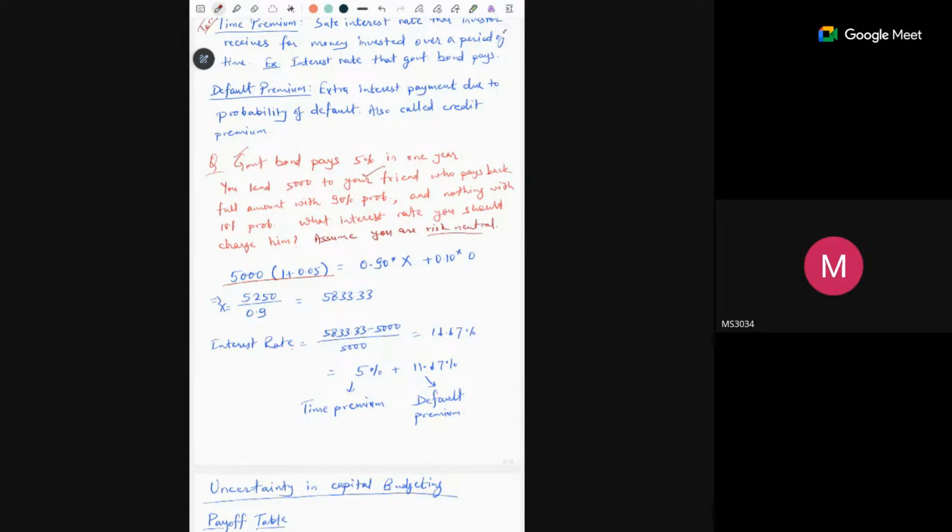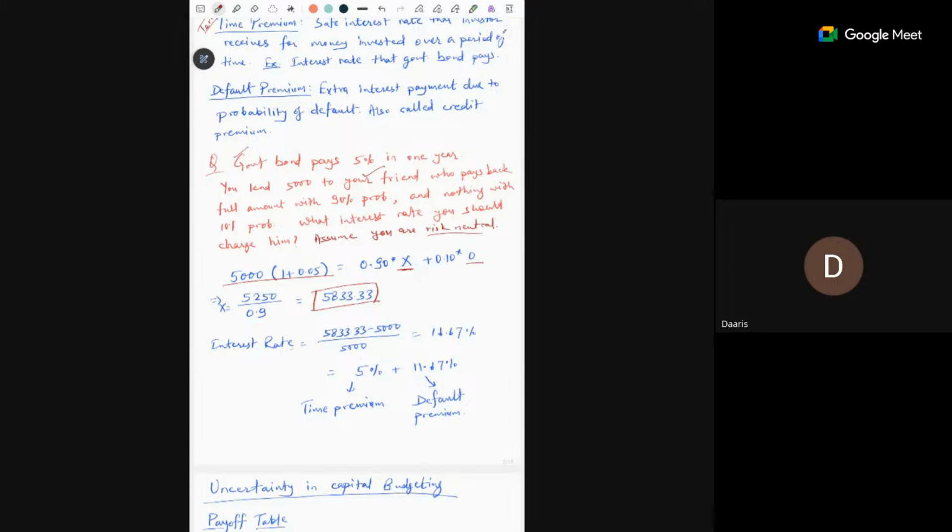If you are lending to your friend, you are asking for an amount X, and I want to find out what the promised amount should be. With 90% chance he will pay this amount, and with 10% chance he will pay zero. Solving this equation, we get the promised amount: if you are giving your friend 5,000 rupees, then you should ask him to pay you 5,833 rupees.